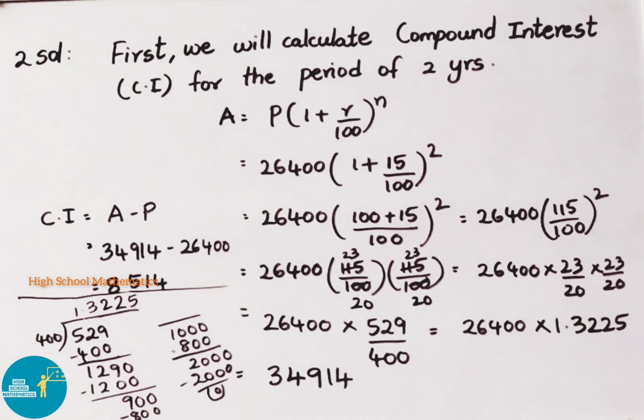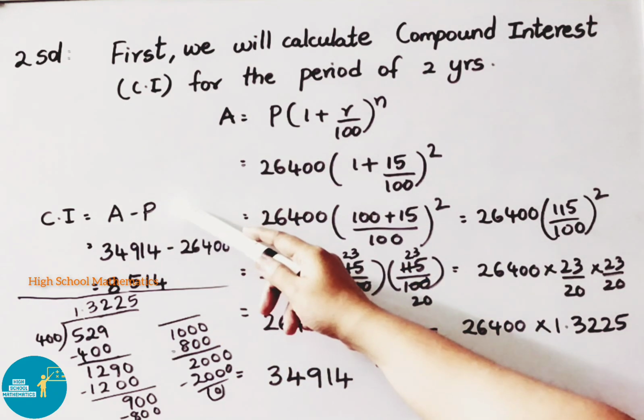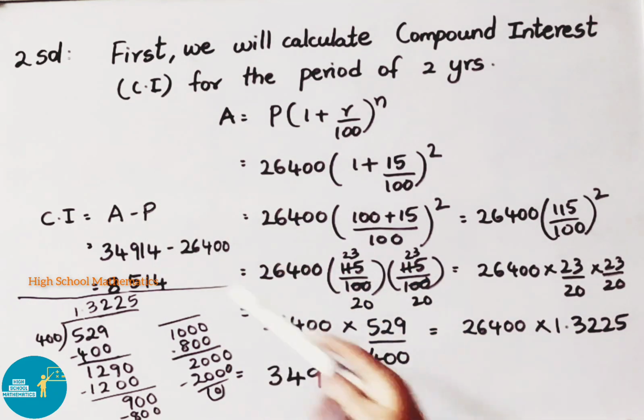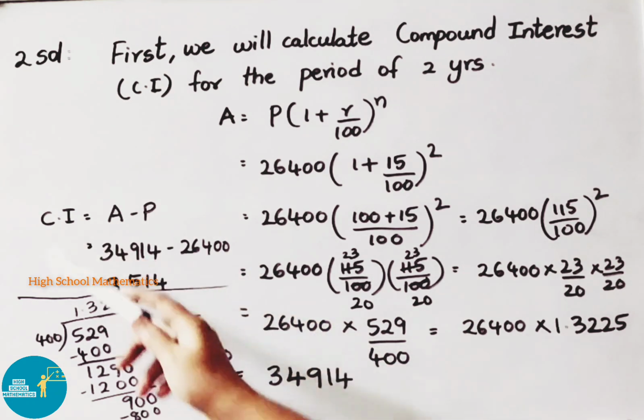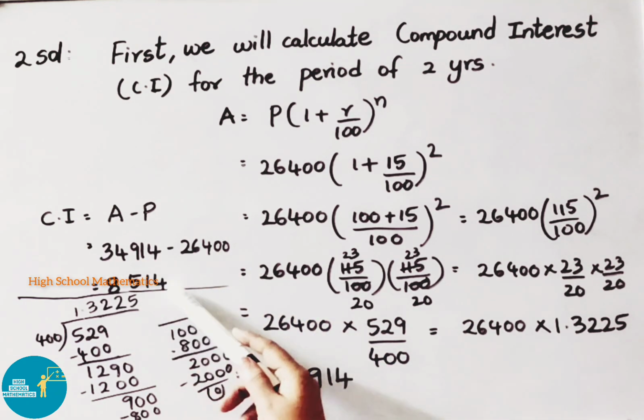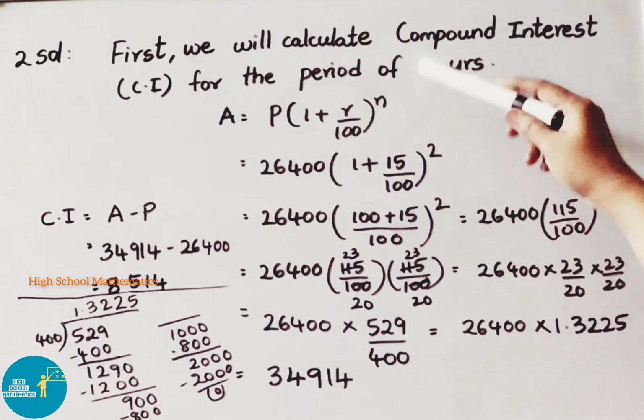On multiplication we get the result 34,914. Now we are going to calculate the compound interest, that equals A minus P, that is amount minus principal amount. Here the amount we got is 34,914 minus the principal amount 26,400. On subtracting both we finally get the compound interest as 8,514. Here we have taken the period as only 2 years.